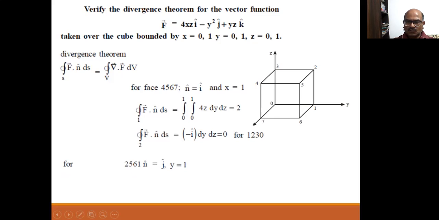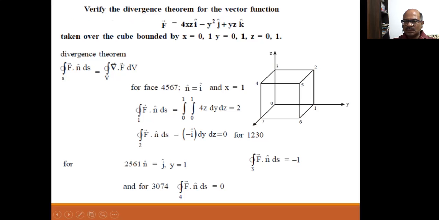Now this face 2, 5, 6, 1 is in the direction of y, and its value is y = 1. So F dot n ds, which is the third integration, is minus 1. And for the face 3, 0, 7, 4, which is the opposite of that 2, 5, 6, 1 surface, F dot n is 0.